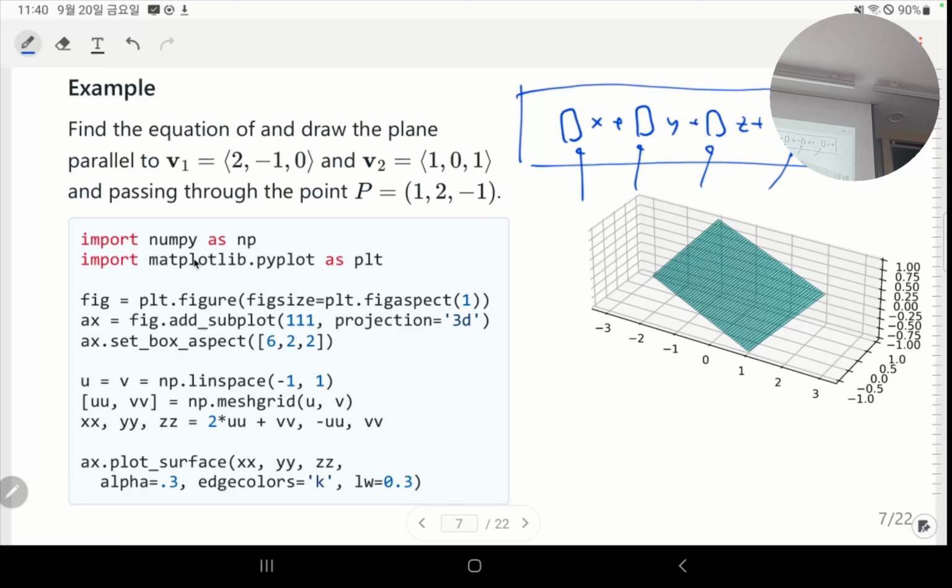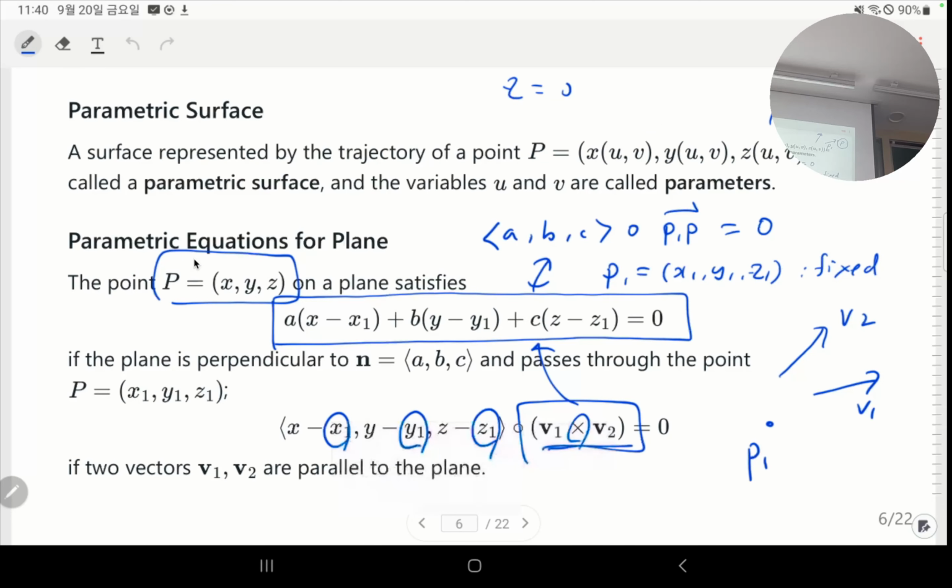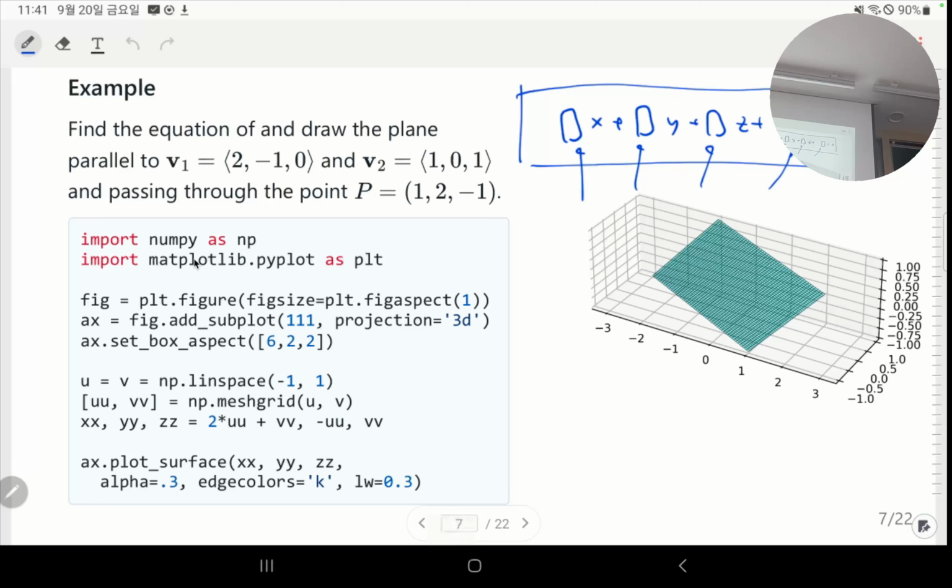So it's now time to discuss with your group members. You can use the formula I just put up in the slide here to figure out the equation of the plane satisfying this condition.